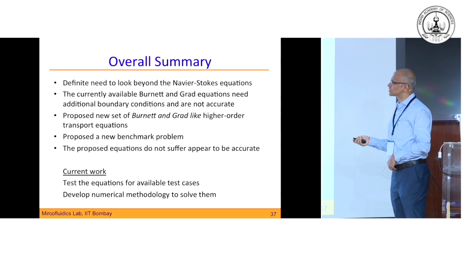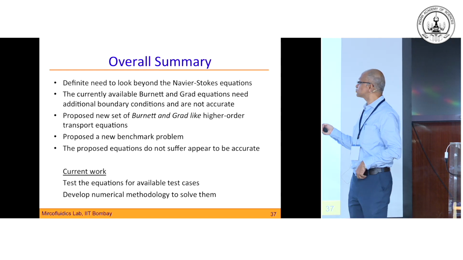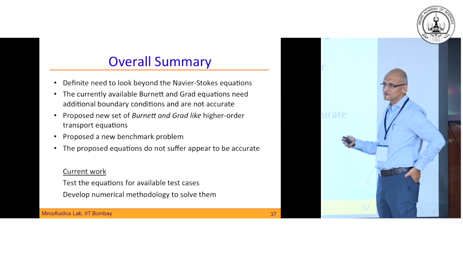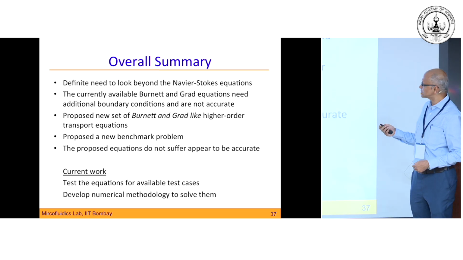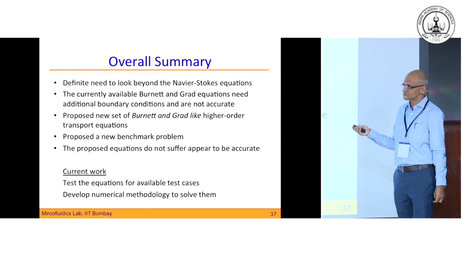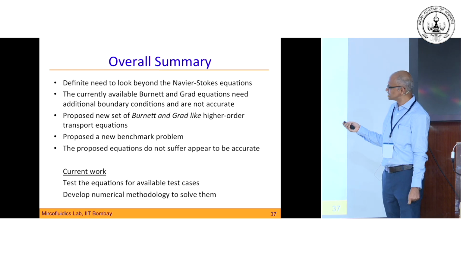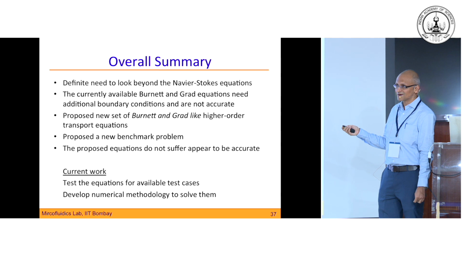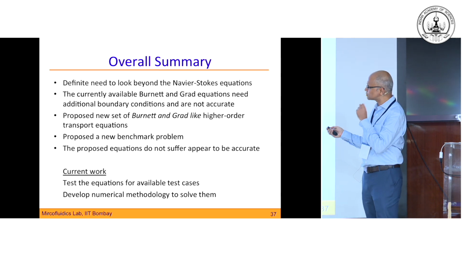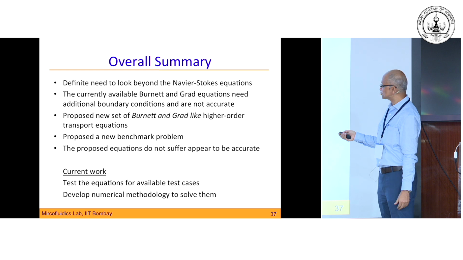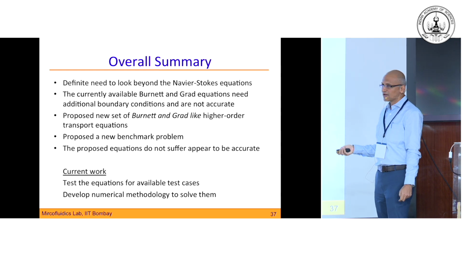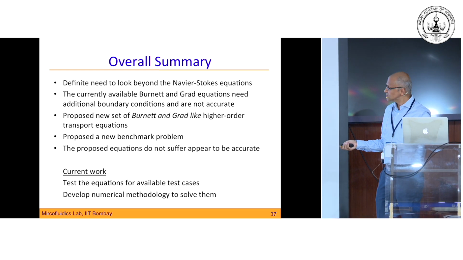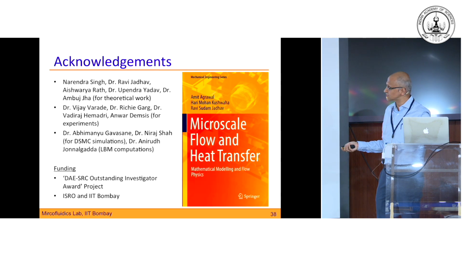What we have tried to say here is that there is a definite need for looking beyond Navier-Stokes, and the currently available Burnett and Grad equations require additional boundary conditions. They are not thermodynamically consistent, and there are a lot of other issues with these equations, which is why we don't really hear about them. So what we have done is propose a new set of Burnett- and Grad-like equations. We say "like" because they are not derived in the same manner; it is a very different philosophy from where we start. We have also proposed a new benchmark problem, and we have shown that these equations are indeed accurate.